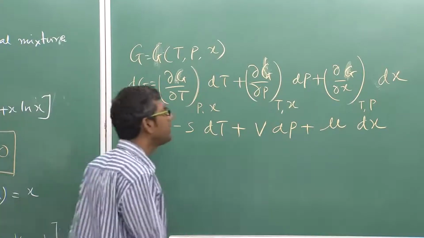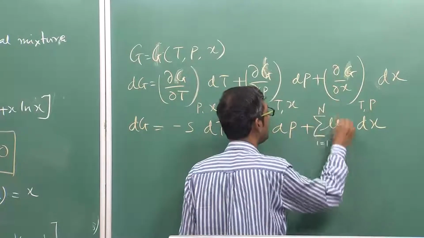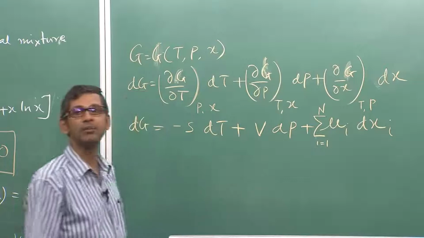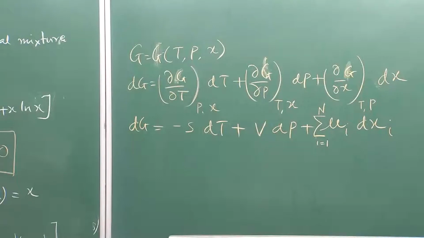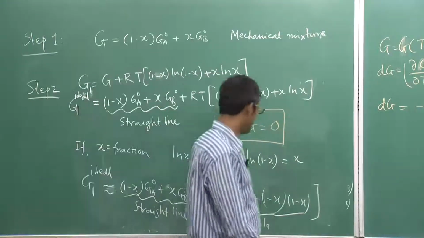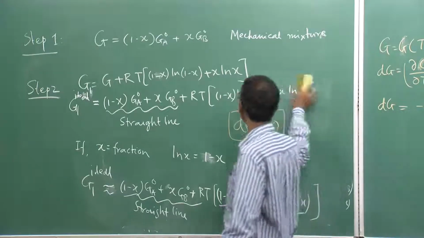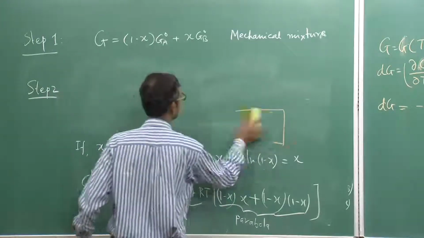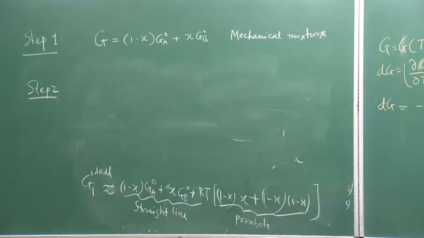Now if I have many components, I write the summation i equal to 1 to n of mu i dxi. Suppose you have a 3 component solution, then you will write mu 1 dx1, plus mu 2 dx2, plus mu 3 dx3. That summation is what takes care of atomic mixing. The atomic mixing part comes from these summations. Well, as I told you, you may have a problem in understanding these. How do I consider these parts? That is very easy to understand. Let me just explain to you. You will realize very soon how it is obtained.